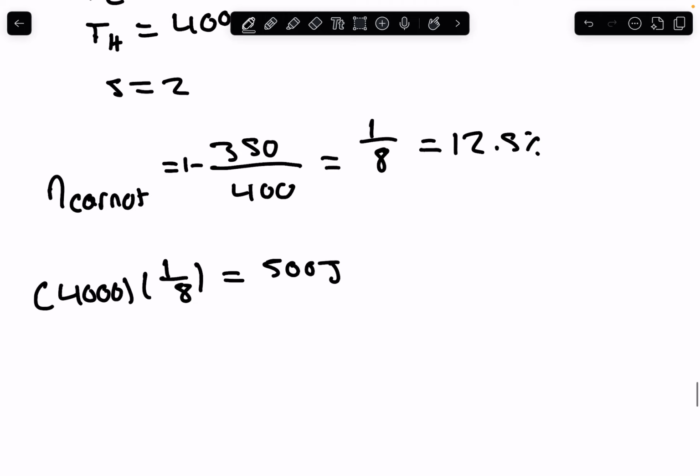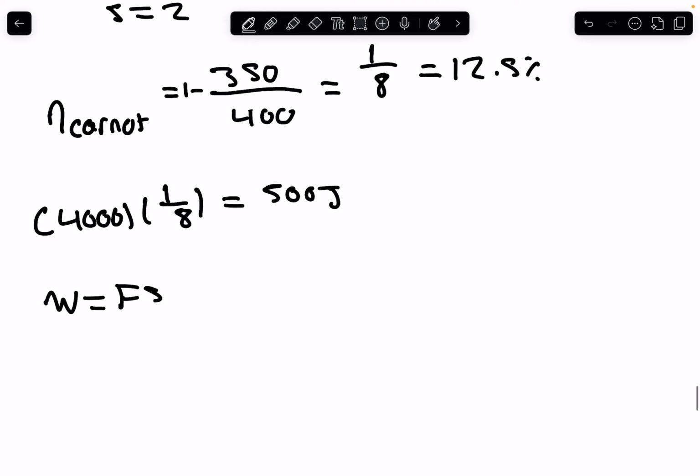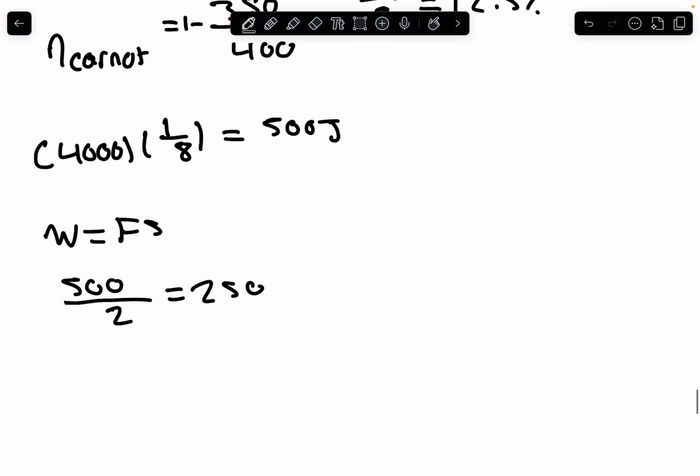Correct. So we now have the work done. We know that work equals F times s from topic 8.3. You have s, you have work, 500 divided by 2 equals 250. So the answer is 250 newtons.